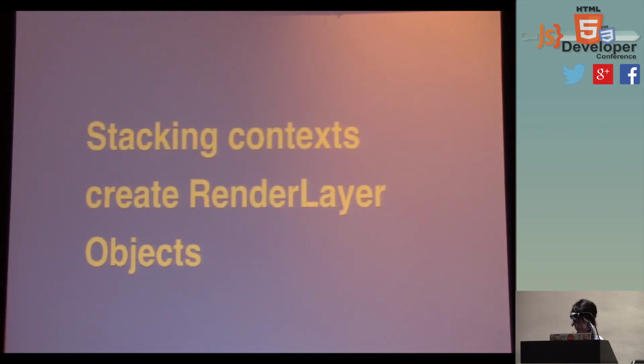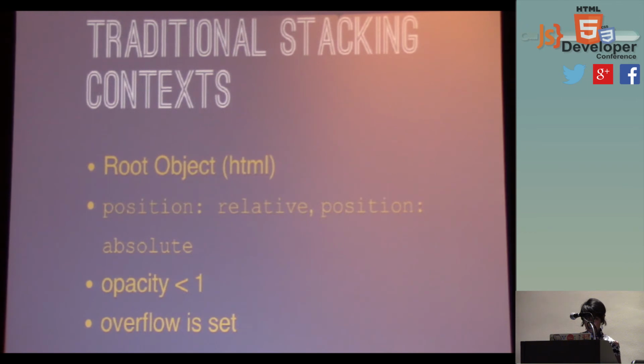So basically, render layers are created because of what is known as stacking contexts. And stacking contexts are things that have been in existence for a very long time, because when you have an absolutely positioned element, it creates a new stacking context. There's a long description of this in the CSS 2.1 spec, if you're interested. So each of these stacking contexts creates a new render layer.